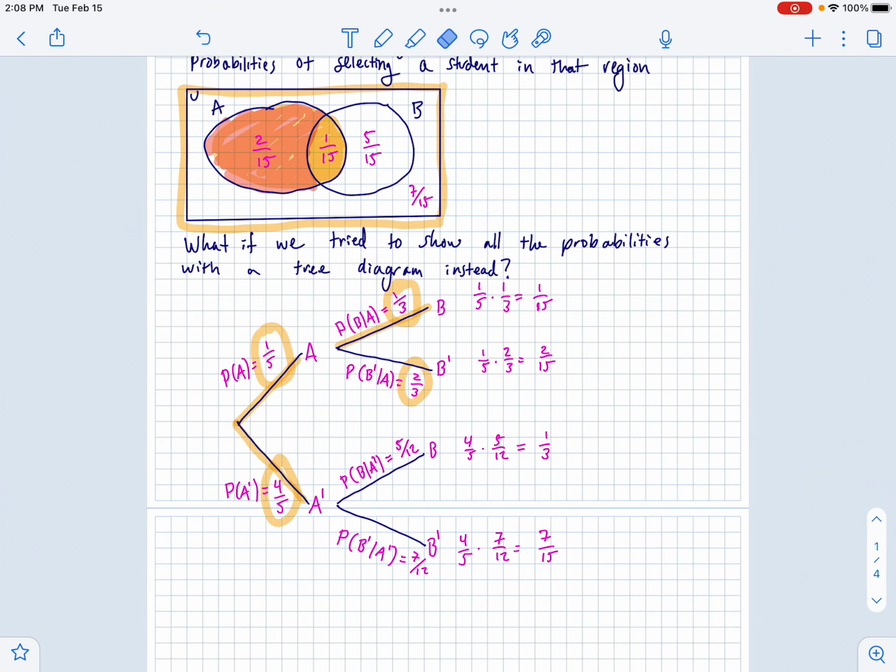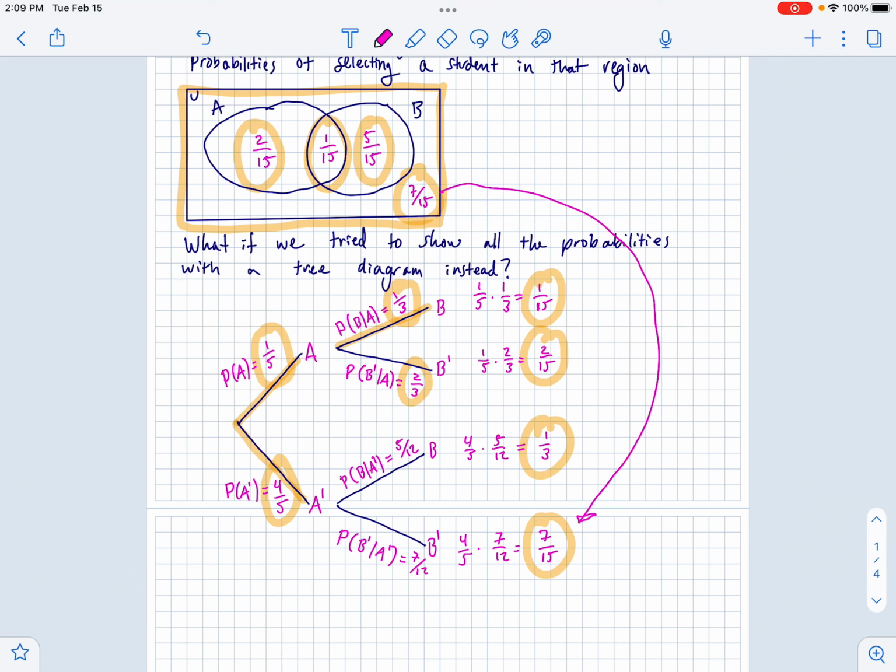Now, you guys, these four numbers that we came up with for the four situations, 1/15, 2/15, 1/3, 7/15, are the same numbers from up here. The 1/15 is taking art and bio. 2/15 is taking art but not taking bio. 5/15, which is the same thing as 1/3, it's just not reduced, is not taking art but taking bio. And then taking neither of the courses is 7/15. Look, they all match up.